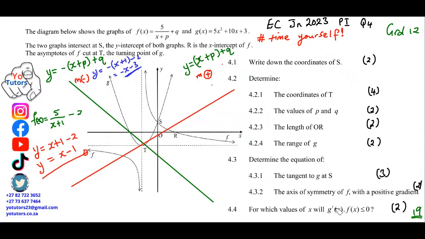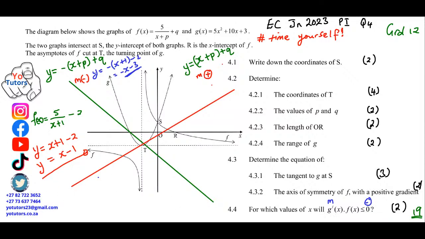will g'(x), the derivative of g, times f(x) be less than or equal to 0? When you're talking of g'(x), remember it's the gradient. The first derivative is the gradient. Now, let me just show you something here. When you are told that it's less than 0, it means that what we need to get here is a negative. The answer should be negative. So what must we do?